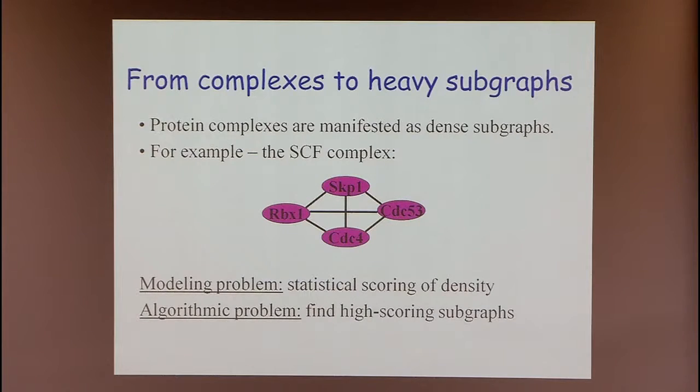So you see that we are moving, without noticing, from the biological world in which there are maybe well-defined creatures that are called protein complexes to the more convenient for us graph world in which we are now looking at heavy subgraphs, which is a well-defined structure that we can try to identify.